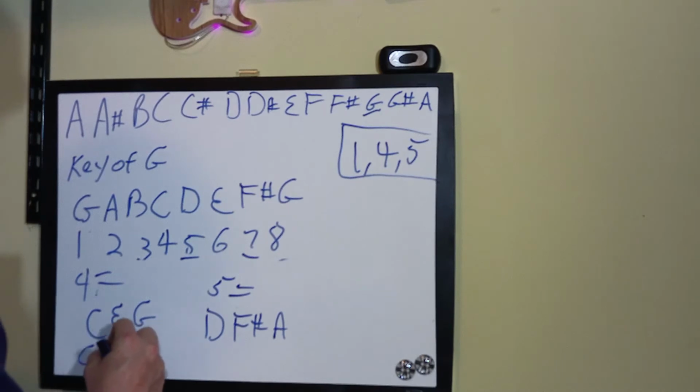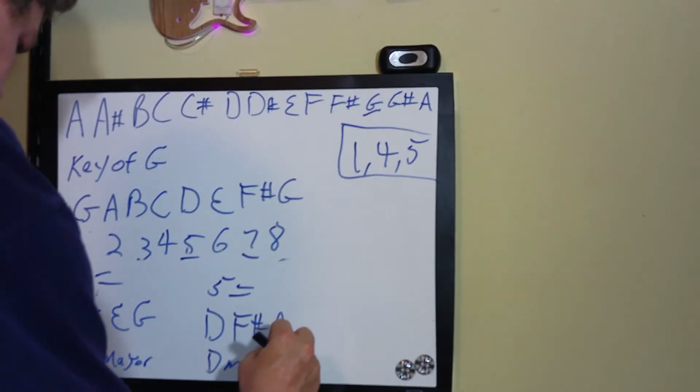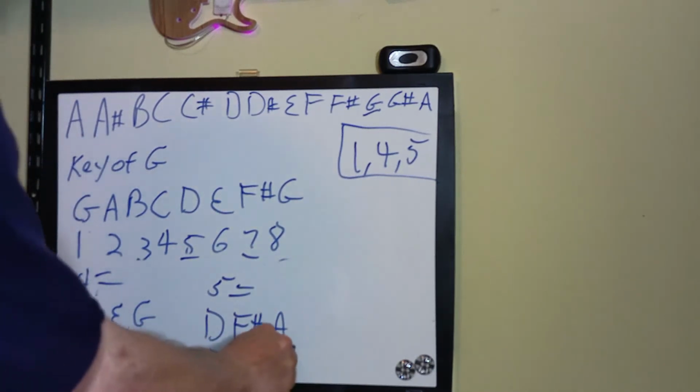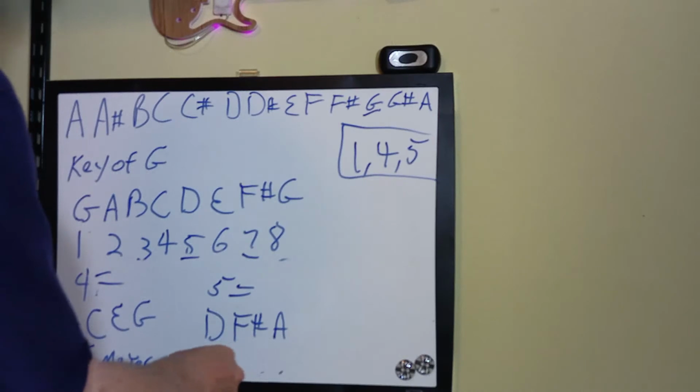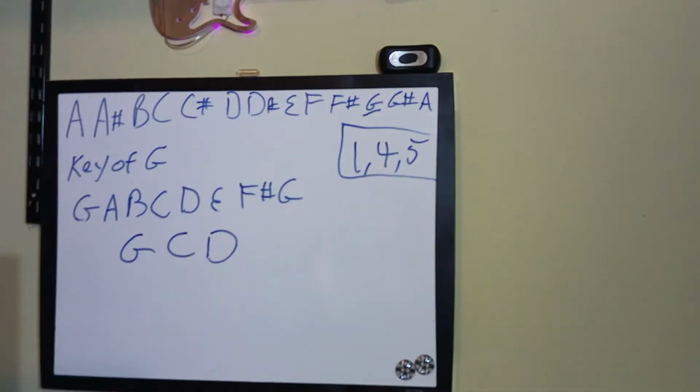So now we have all 3 of our major chords from the G major scale, and that's G for the 1st chord, the root, C for the 4th chord, and D for the 5th chord. Again, here are our 3 major chords for the key of G major.